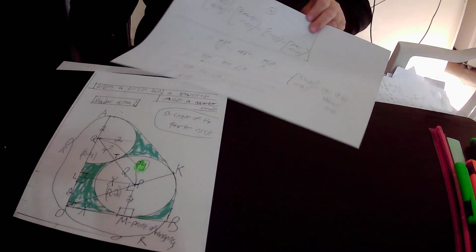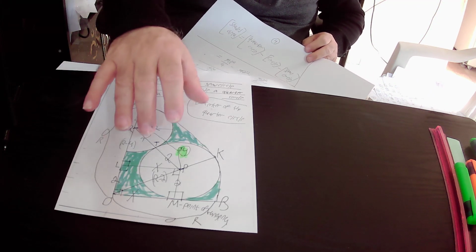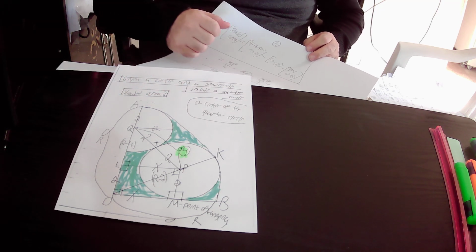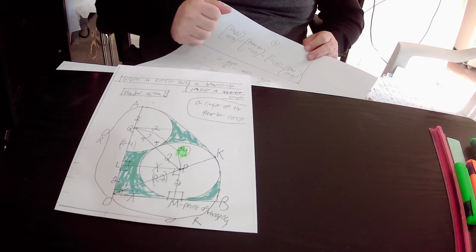I repeat again, the value of this shaded area will be equal to either 3 pi square units, or in terms of numbers, it is equal to 9.42 square units.